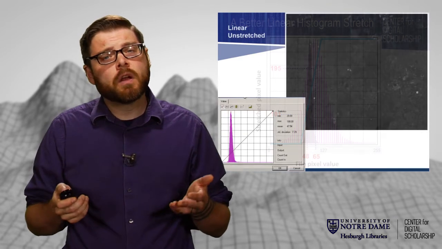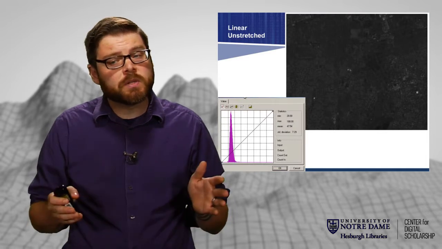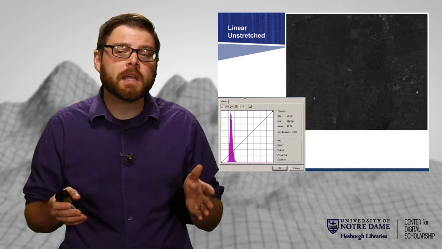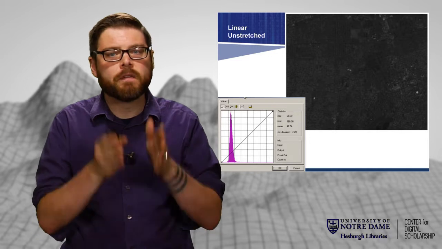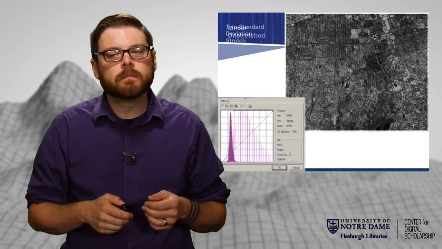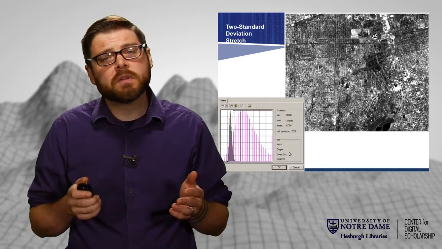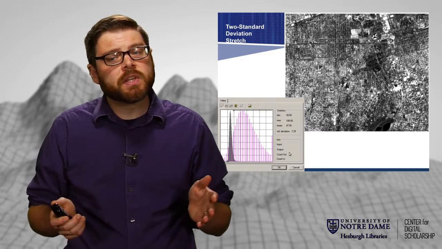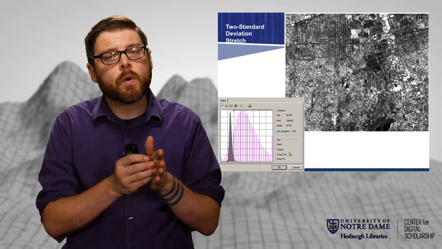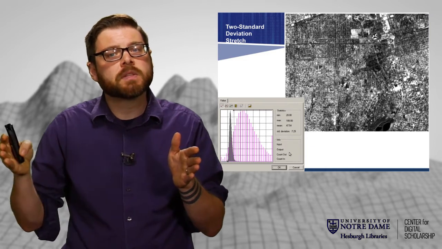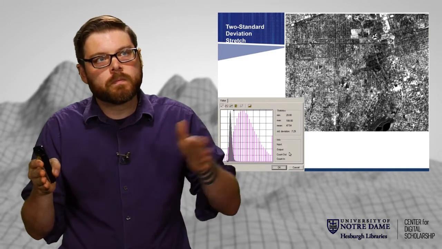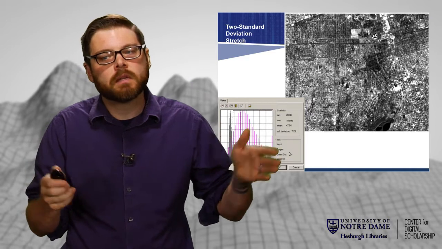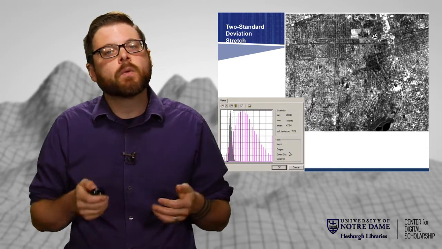So this is the linear unstretched one. This means that there's no stretch applied to it. It's that image we saw from the very beginning where everything is falling into one little section. And this is what it looks like when we begin to apply these standard stretches. Now, a standard deviation stretch, like it says up here, is essentially taking the mean value, going out 2 standard deviations, and that becomes the maximum, going 2 standard deviations the other way becomes the minimum. So it's a systematic way to apply these.